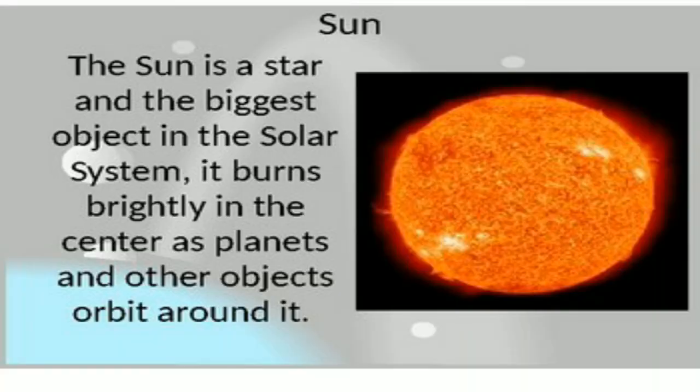Now next, the sun is a star and the biggest object in the solar system. You all know that the sun burns brightly in the center as the planets and other objects orbit around it. So children, the sun is the biggest star in the solar system.